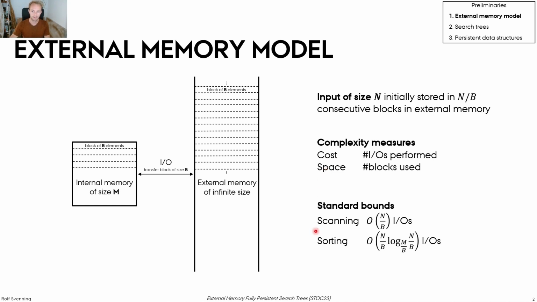Standard bounds in this model are, for example, scanning. If you want to scan N items, for example to compute some aggregate, you can do so using N over B IOs. And another standard bound is, for example, sorting, which is this term here. And one intuitive way to understand why you could get a base of M over B in the logarithm is if you perform an M over B way merge sort, where you can concurrently merge M over B different sorted runs by keeping the first block of each run in internal memory.